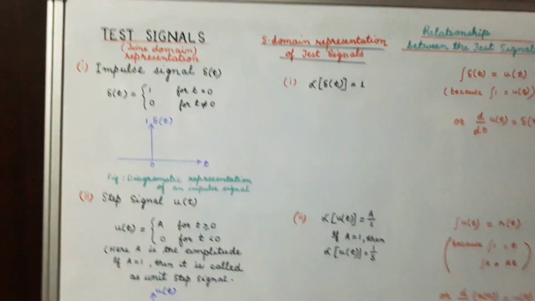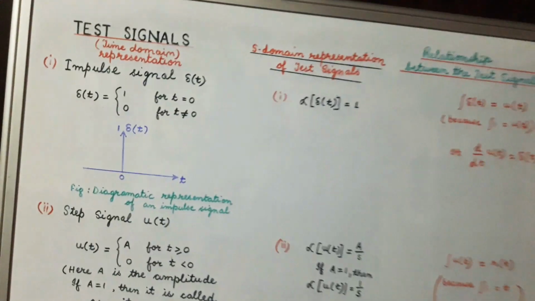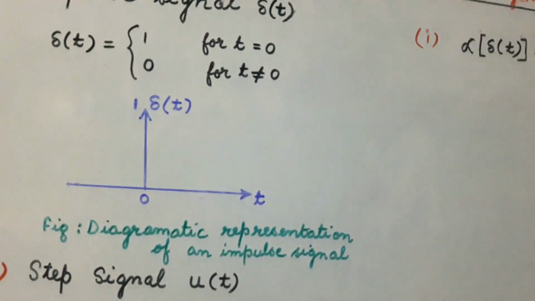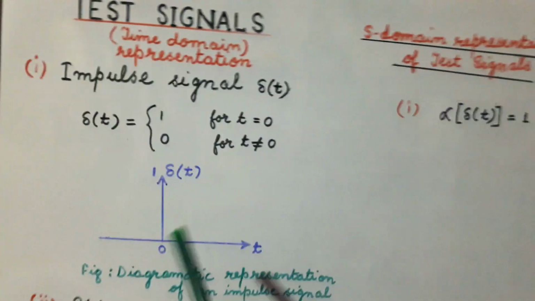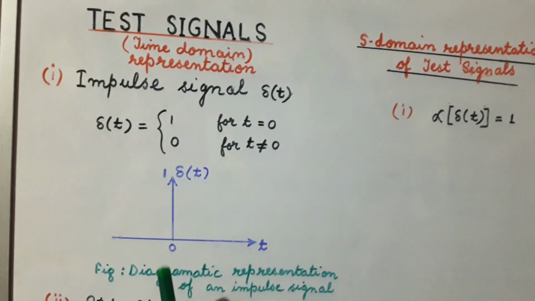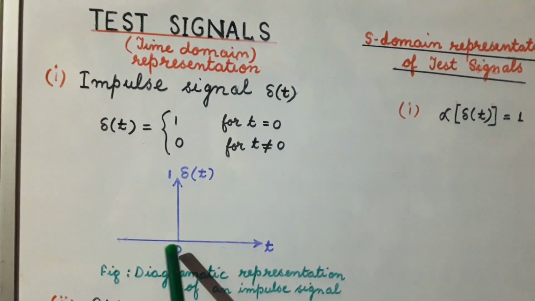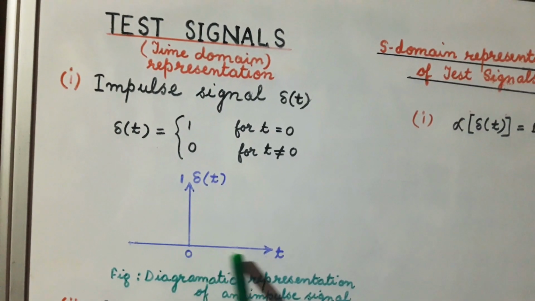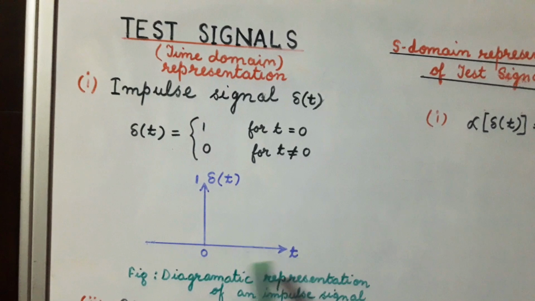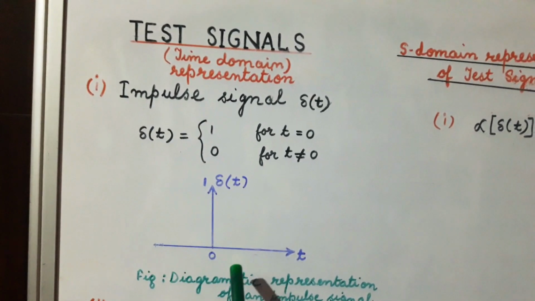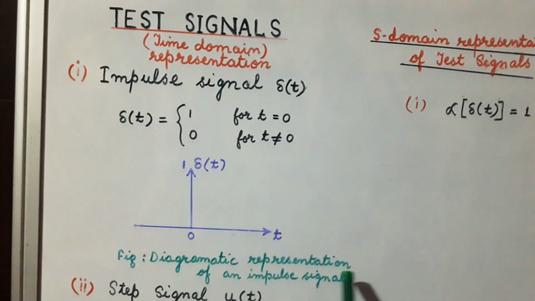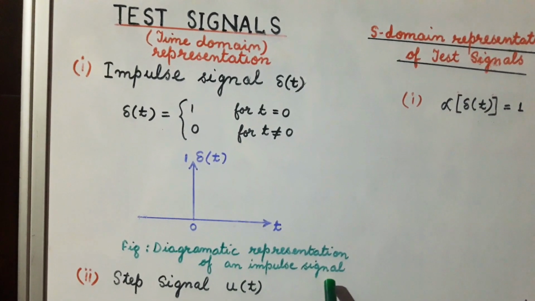We can represent it graphically as shown in this figure. Here we see that the value of this impulse is 1 at t equal to 0 and the value of delta t is 0 when t is greater than 0, when t is less than 0. Its value exists only at t is equal to 0. This is the diagrammatic representation of an impulse signal.